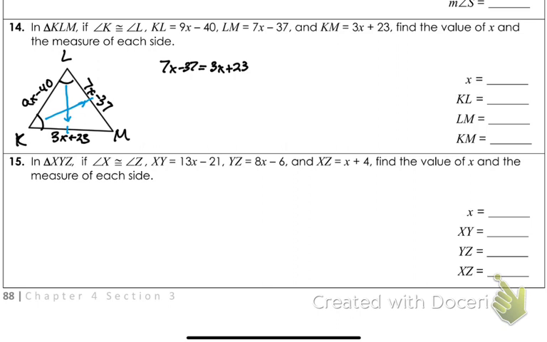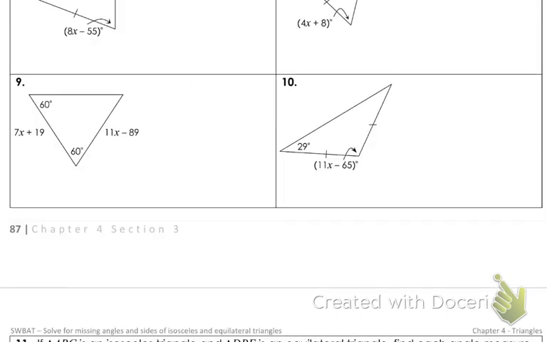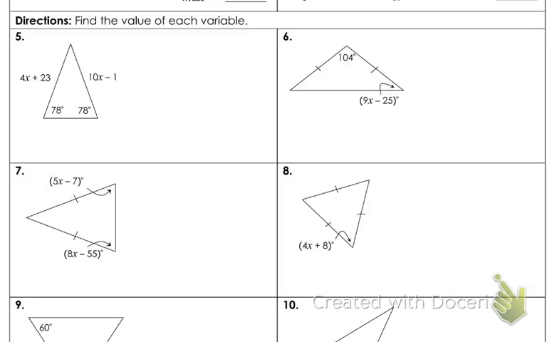Number 8. We have an equilateral triangle. Equilateral triangles are all 60-degree angles. So for number 8, I would just simply go, oh, that must mean 4x plus 8 equals 60 degrees. And just solve it.